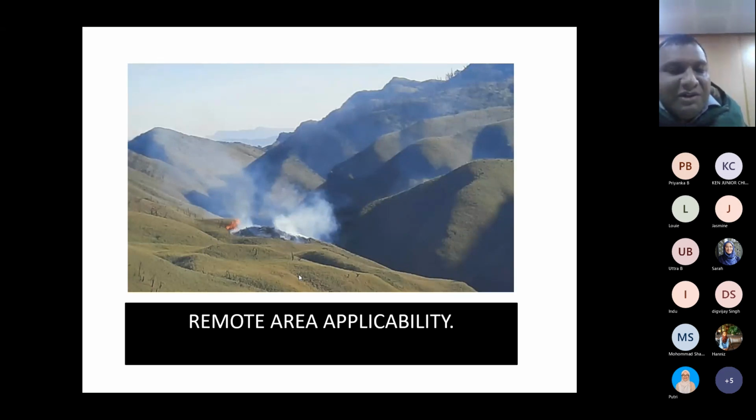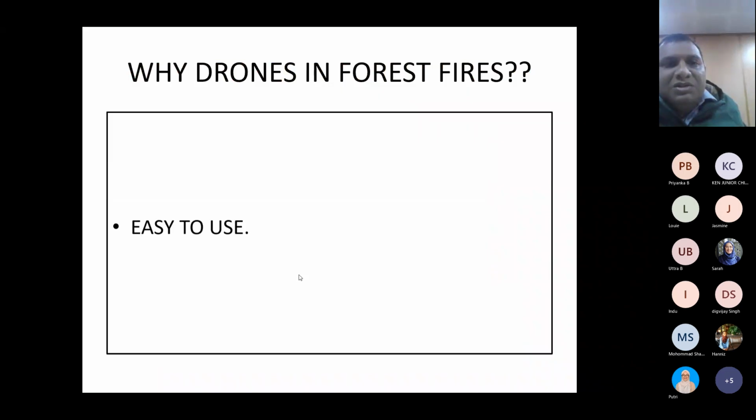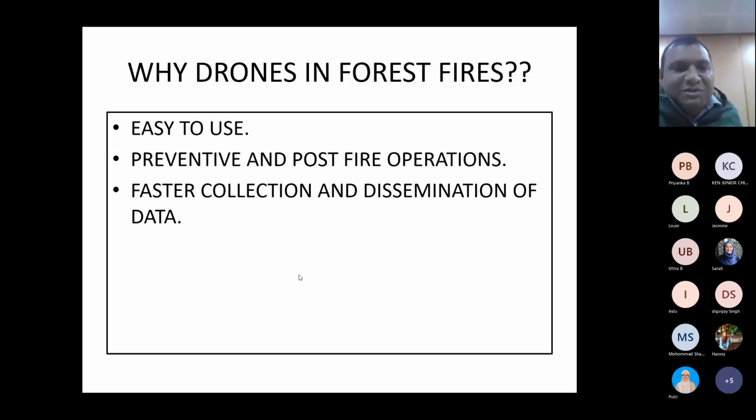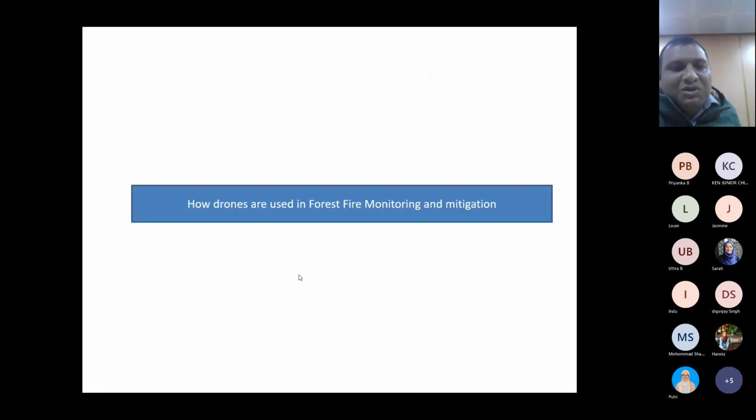These forests are also very unique. If we lose the forest, building that native forest again is a very tough task. And every December, January, this fire happens regularly in India. You might have heard about the California fires. Every year they destroy a lot of forest area, and many lives are lost also. So why drones? The first thing, as I already told, is that it's easy to use. We can use it for both preventive as well as post-fire operations, faster collection and dissemination of data, better use of resources, and connectivity to the firefighters. These are all the things we have when we use the drone.